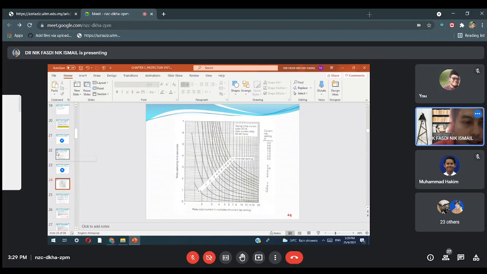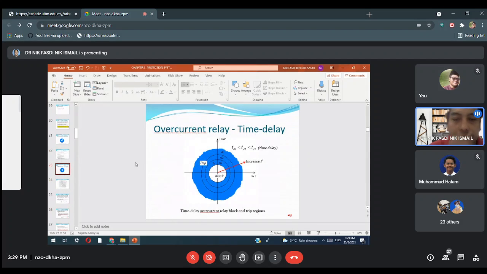Okay. Then next we have time delay. Time delay means sometimes we don't want the relay to operate instantaneously. We don't want it to operate immediately. We put in a time delay, maybe 0.5 second, 1 second. It has a time delay. So this is the overcurrent relay with time delay.